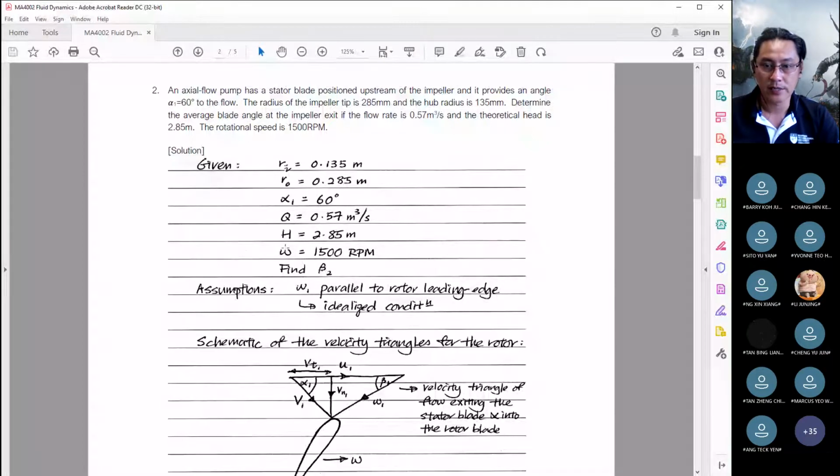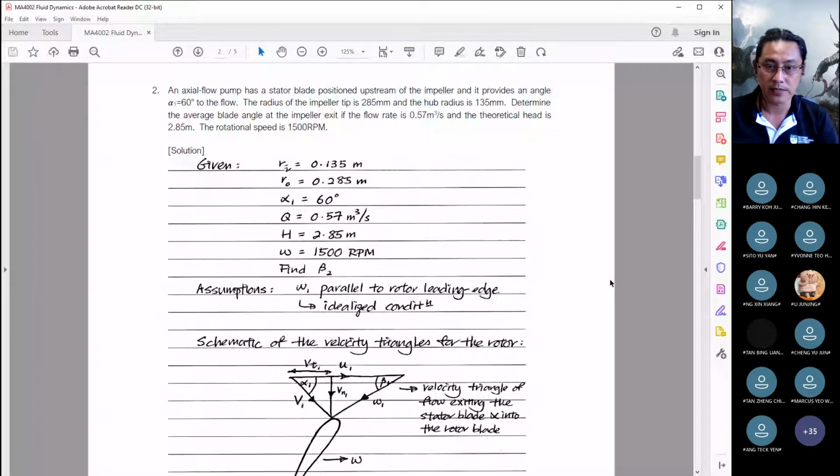The theoretical pressure head, H, is 2.85 meters. Angular velocity is 1500 RPM. We're asked to find beta 2, because that's the average blade angle at the axis. If you think about it, the blade angle at the inlet is beta 1, so the blade angle at the exit will be beta 2.